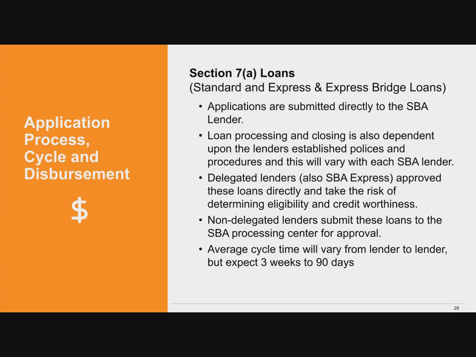You have 100 lenders in any one market. 20% of those, you're going to have a relatively consistent process. The other 75 or 80% are going to be dependent upon a one-person shop or a two-person shop that they're also working with other commercial loan borrowers. So again, application, process, cycle, and disbursement is all lender-driven with certain requirements by the SBA.